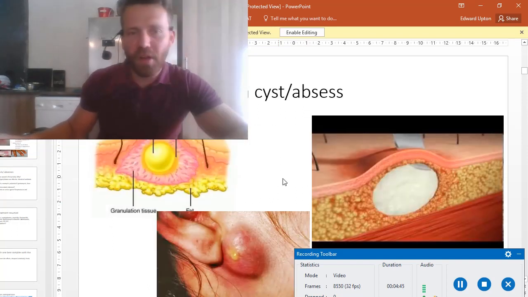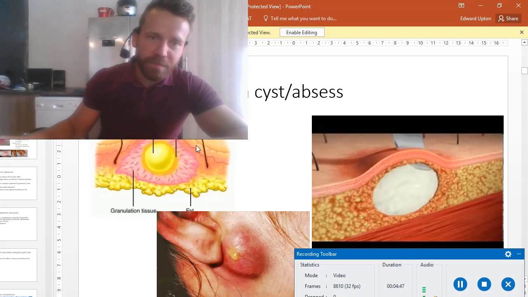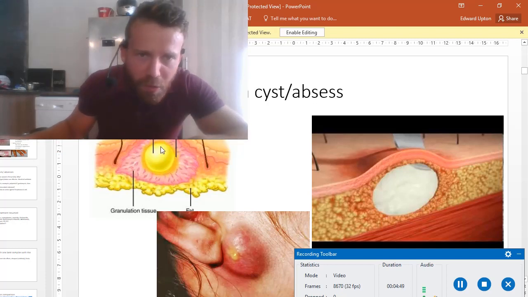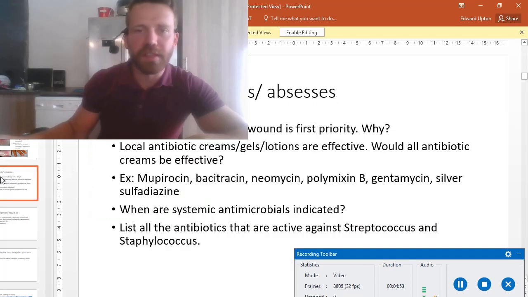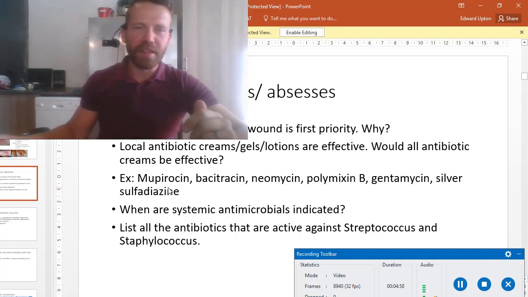Even if you apply a topical antibiotic here, do you think the antibiotic will be absorbed through the pyogenic membrane into the cyst? Probably not. So once again, you have to remove a cyst first. So the ones I want you guys to know about are mupirocin, bacitracin, neomycin, polymyxin B, etc.